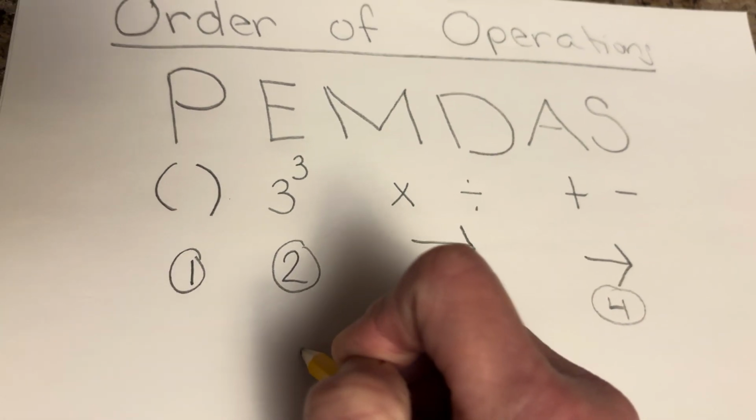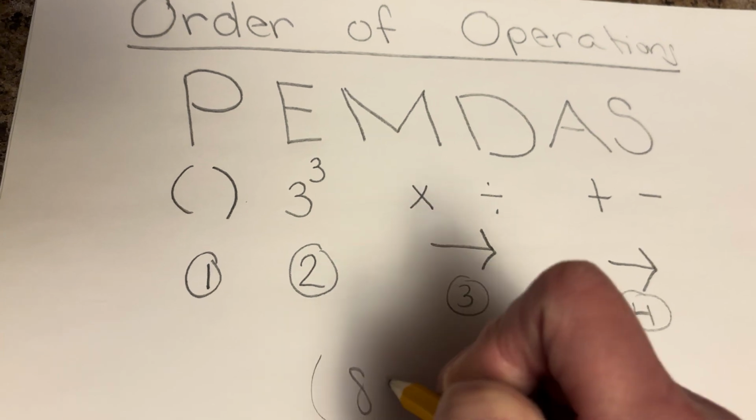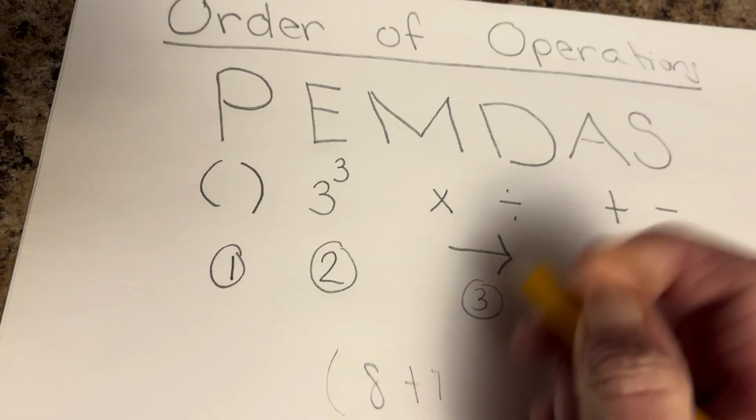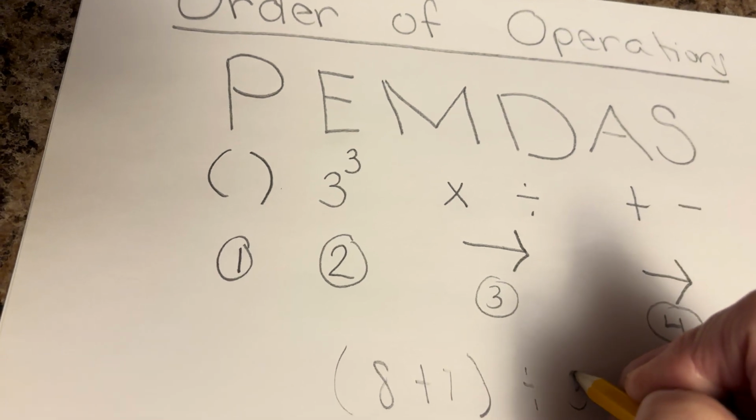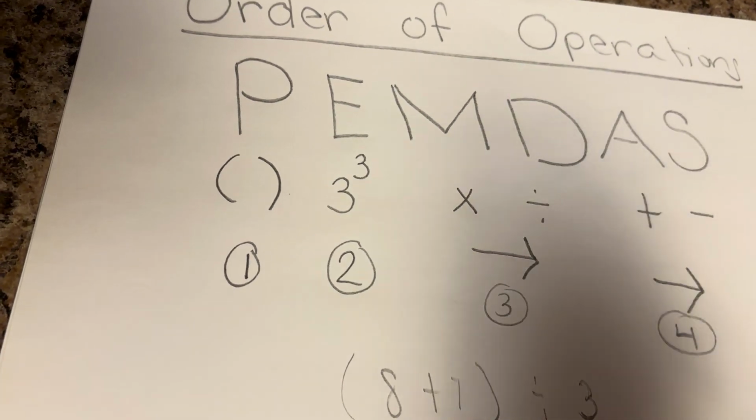So let's take a look at an order of operations. We'll start with a basic one first. Let's say you have 8 plus 7 inside parentheses divided by 3. Looks like my pencil is starting to run out of ink.